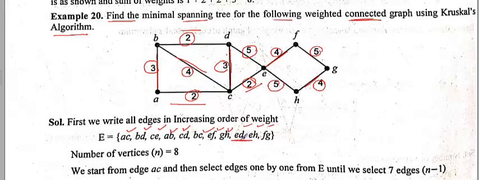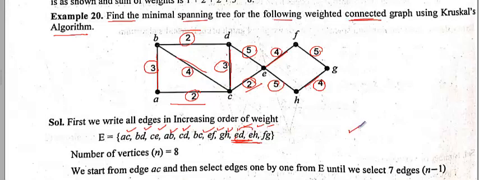When you write edges with the same weight, you need not worry about whether you write this one here or this one here. You can write any edge in any place if they have the same weight. The only thing you have to do is write them in increasing order. This is the only thing.